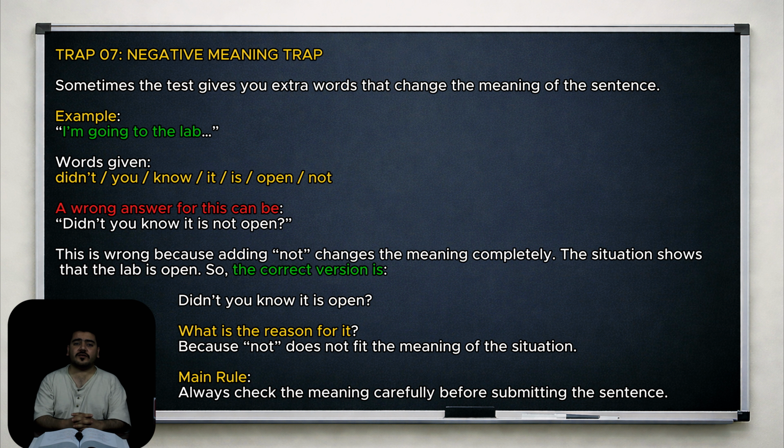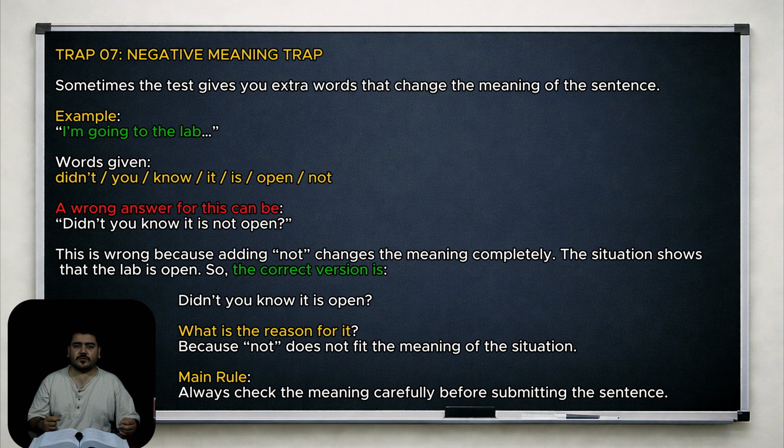Sometimes the test gives you extra words that change the meaning of the sentence completely. For example, I'm going to the lab. Words given: didn't you know it is open not? A wrong answer for this can be, "Didn't you know it is not open?"